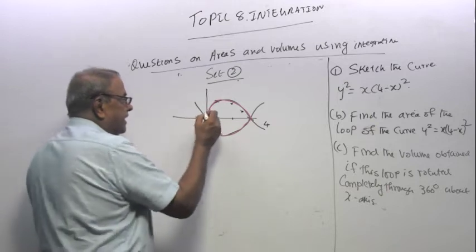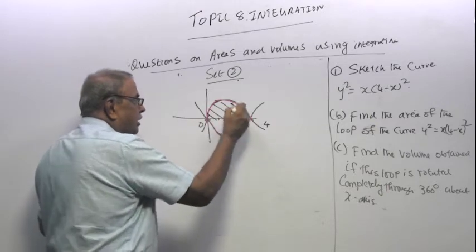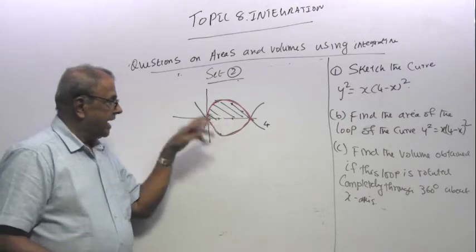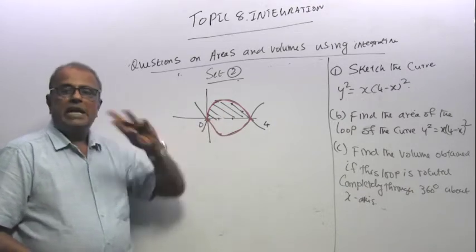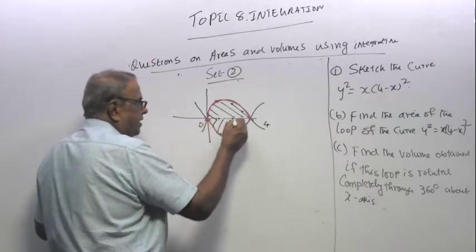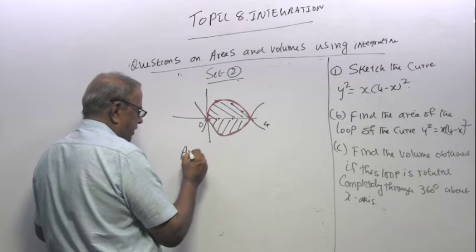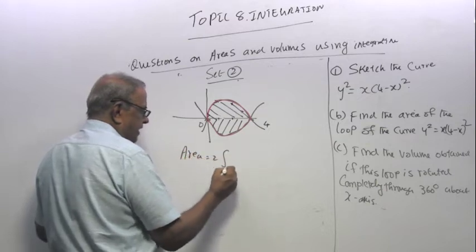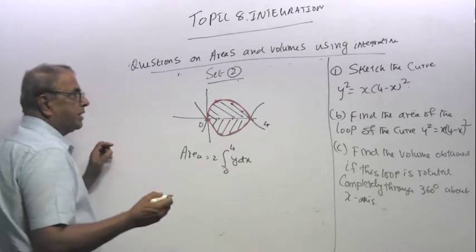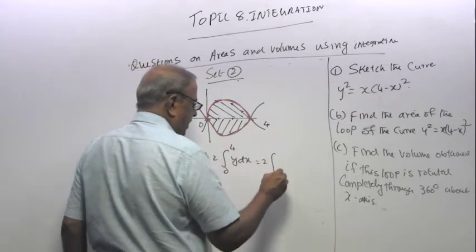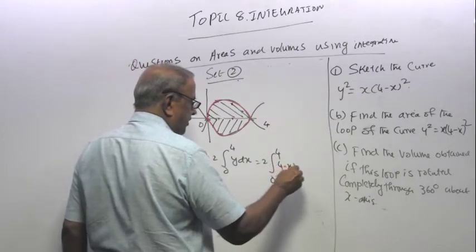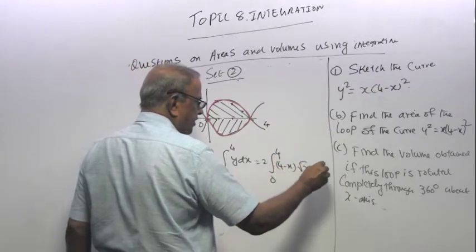So therefore, if I want the area, I just integrate from 0 to 4. Remember, when I integrate from 0 to 4, I'm going to get that area. To get the other area now, I have to multiply by 2. So let me put this the other way. Area equals twice the integral from 0 to 4 of y dx because of symmetry. So that's twice the integral from 0 to 4. What is y? (4 minus x) times root x dx.